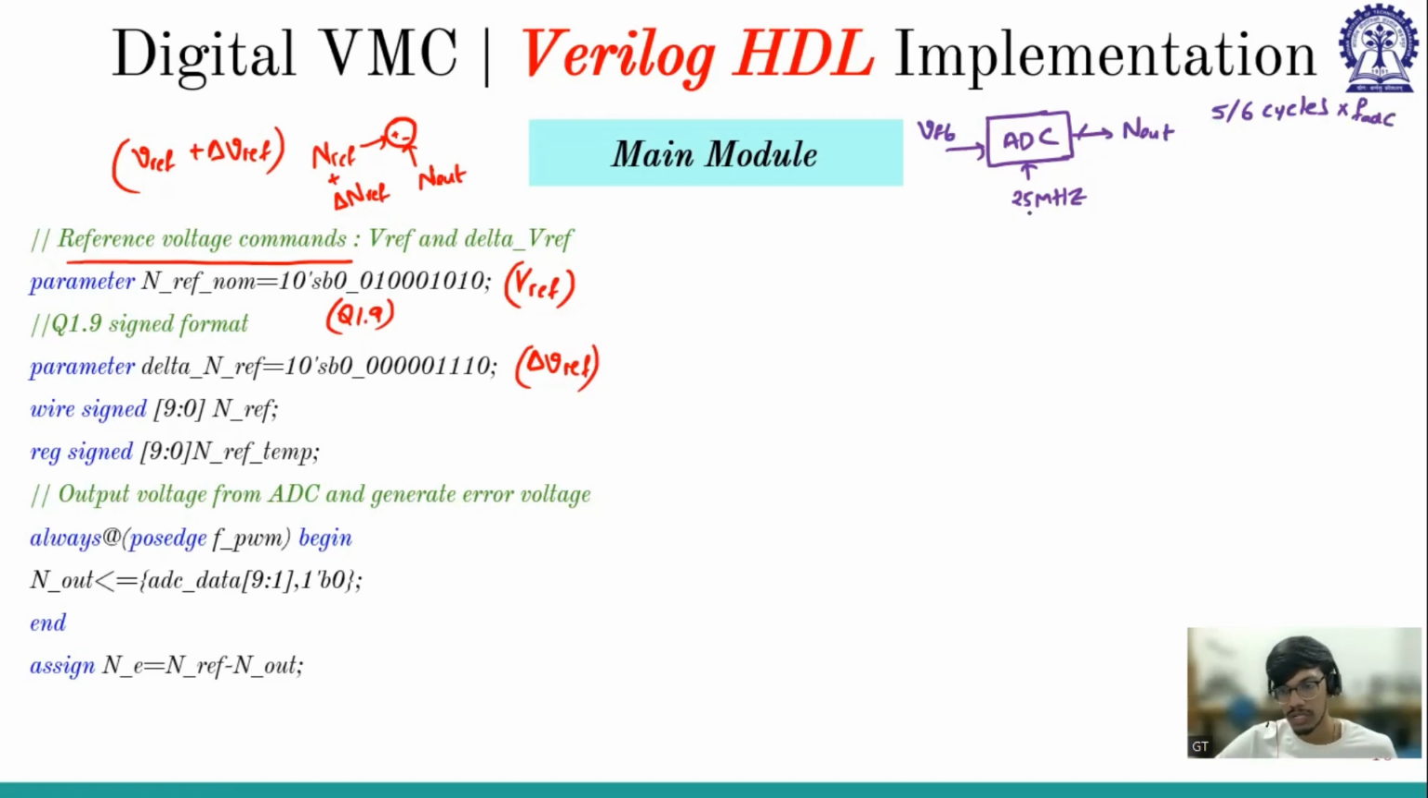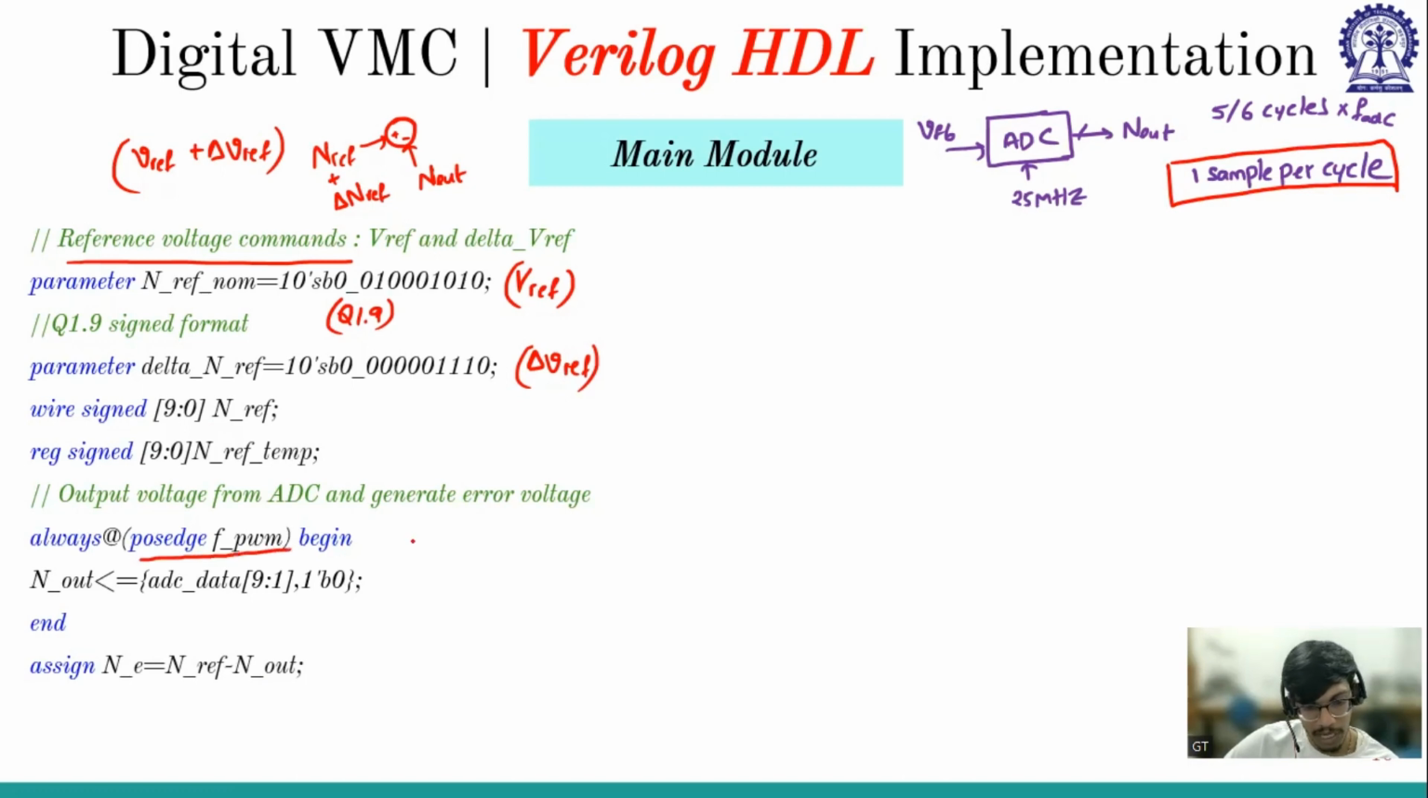So SAR is using a 25 megahertz FADC, but this will keep on updating voltage, right? But I want only one sample per cycle. So I only need one sample per cycle, but this ADC will give me continuous samples. So even though the ADC is continuously updating, I will only take one sample per FPWM.